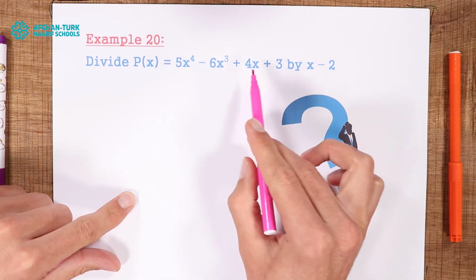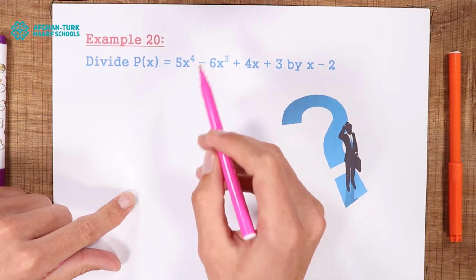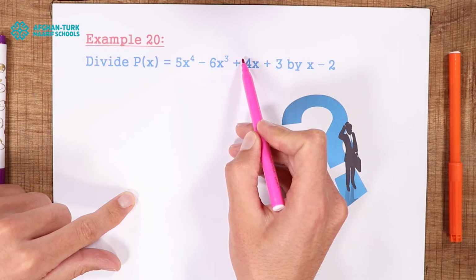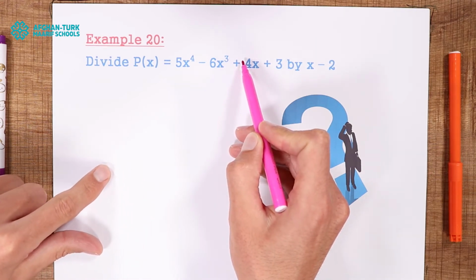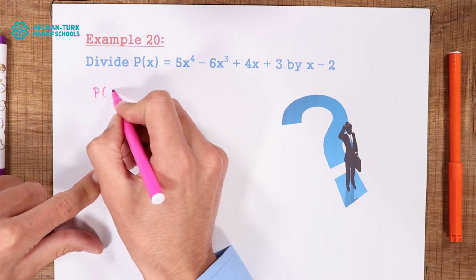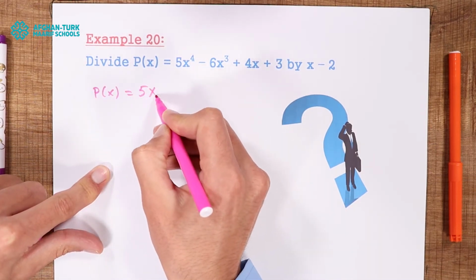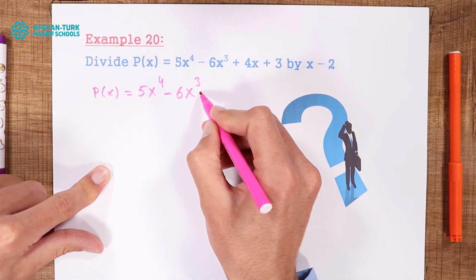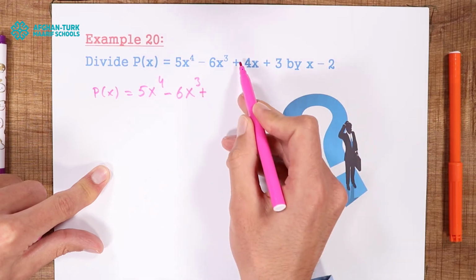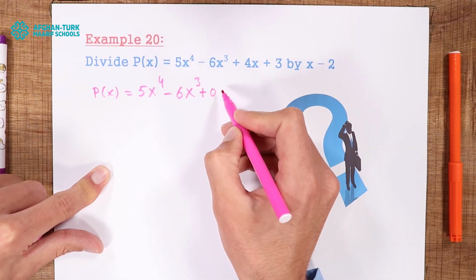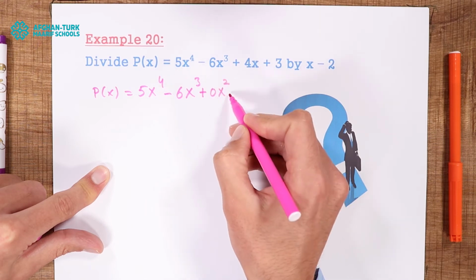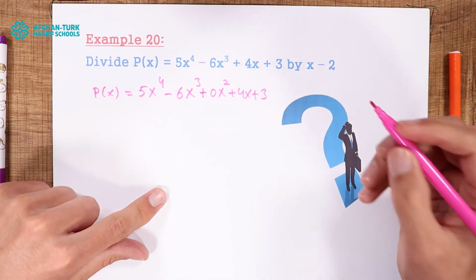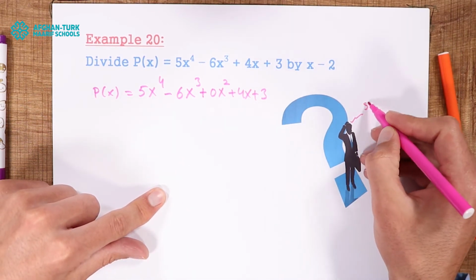What do you think? Is it complete or not? Yeah, it is not complete because we have x to the power of 4, x to the power of 3, but there is no x squared. A term is missing, which is the 2nd degree term. So first we must write p of x equals 5x to the power of 4 minus 6x to the power of 3 plus, we don't have x squared here, so we are going to complete that, 0x to the power of 2 plus 4x plus 3.